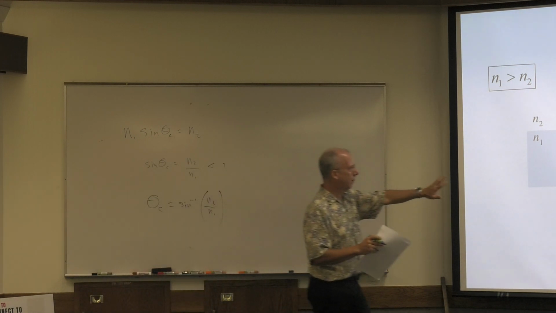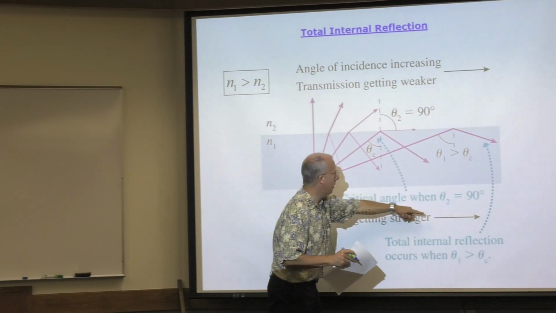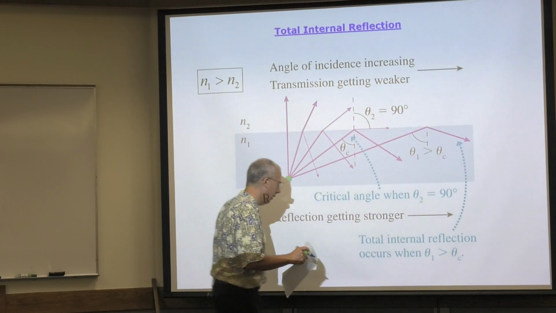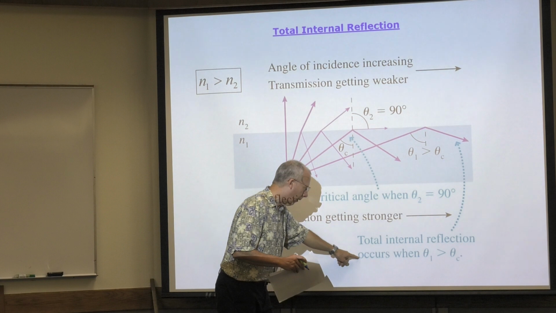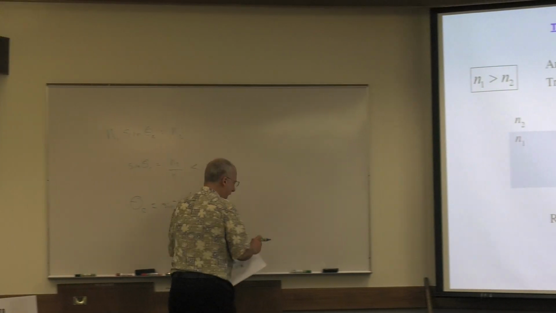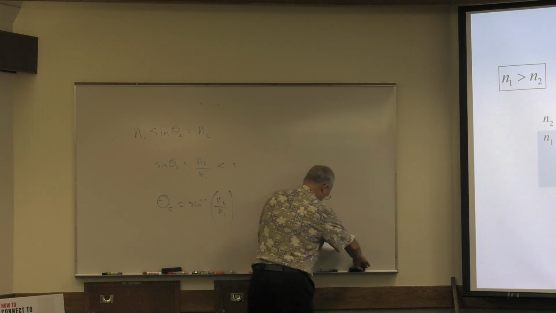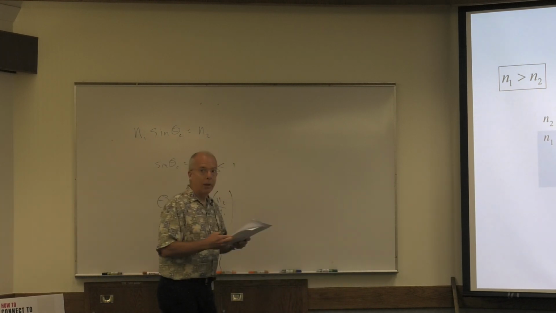So there's a lot of important things here. The reflection gets stronger as you increase this theta 1. Total internal reflection occurs when theta 1 is greater than that critical angle. So if you're designing a fiber optic, you've got to know this. All right, let's quit.